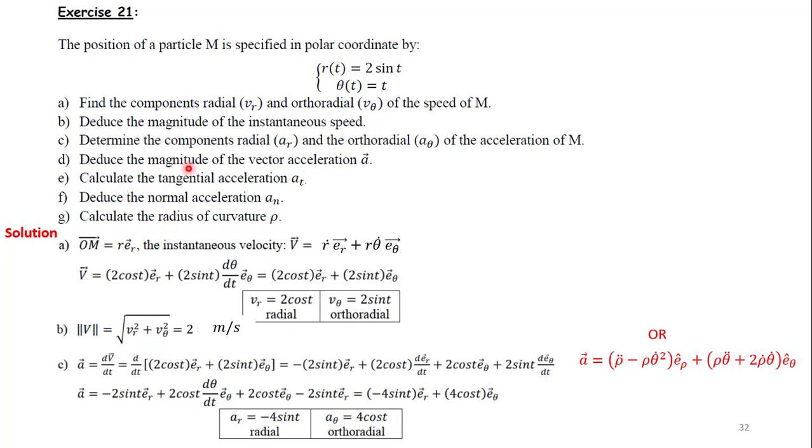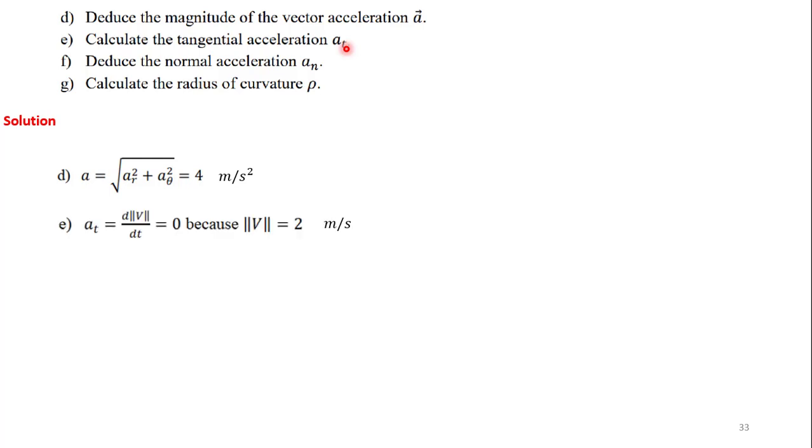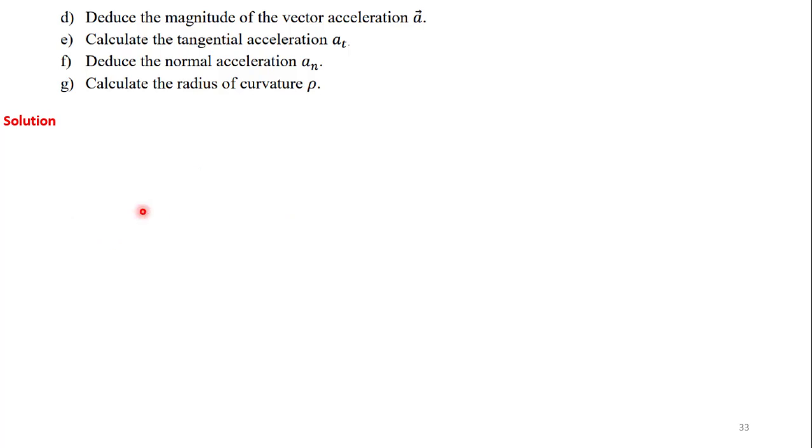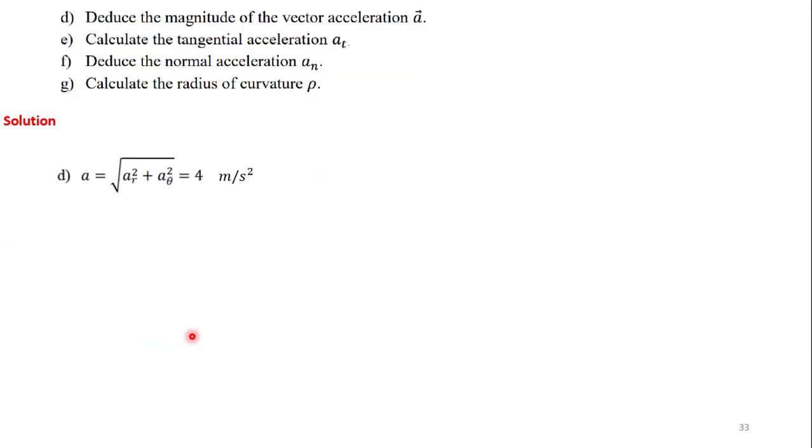Now question D, deduce the magnitude of the acceleration vector. The magnitude of the acceleration vector is given by the square root of Ar squared plus A theta squared. It's equal to 4 meters per second squared. In question E, they want us to calculate the tangential acceleration At. At is given by dV over dt. Let's check the magnitude of the velocity vector. The magnitude of the velocity vector was equal to 2. It was a constant, so its derivative is equal to 0. So At will be equal to 0.